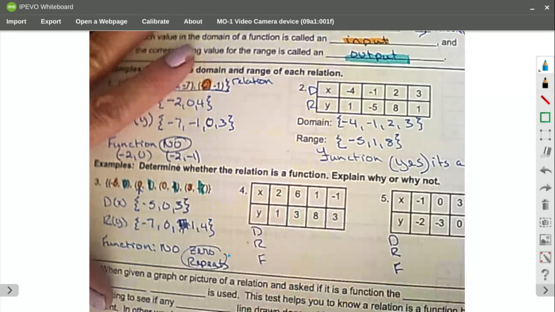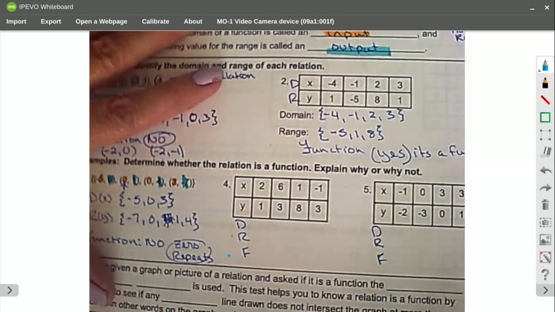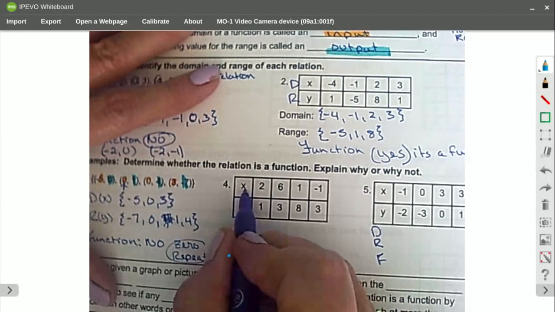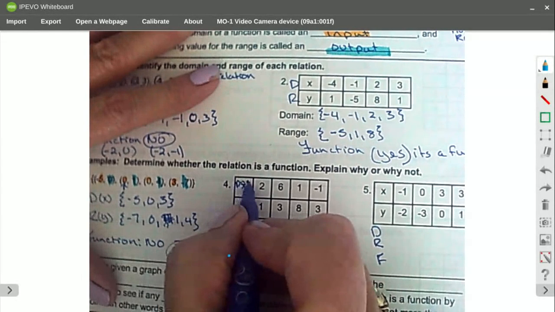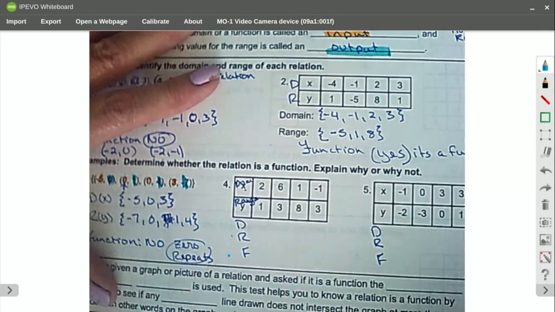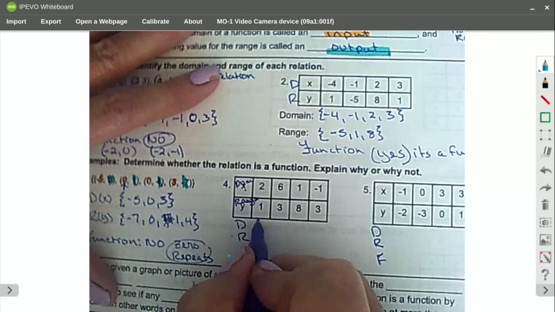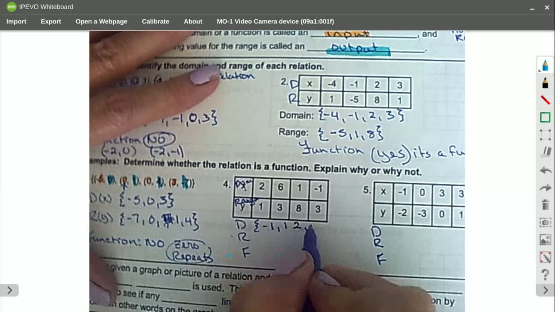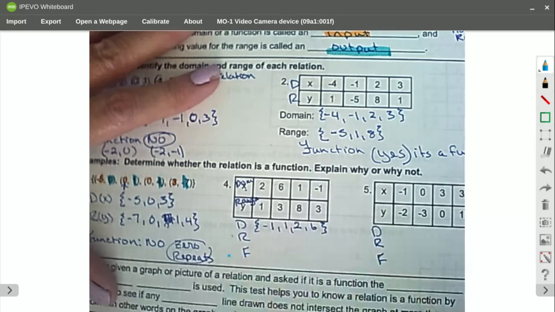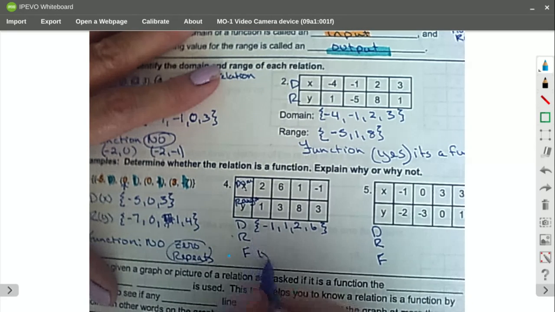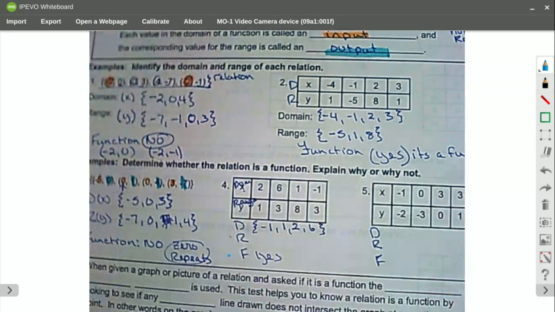Okay, on here, looking at my table. Hope you get these right. So my domain is my x's. This is my domain. This is my range. So I have domain, -1, 1, 2, 6. Did any of them repeat? No. So my answer is yes.